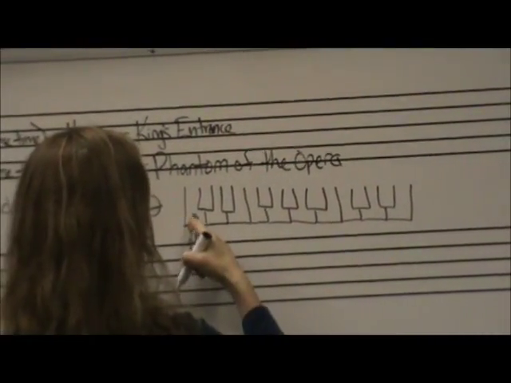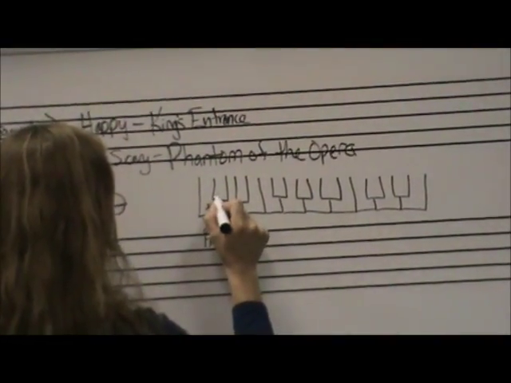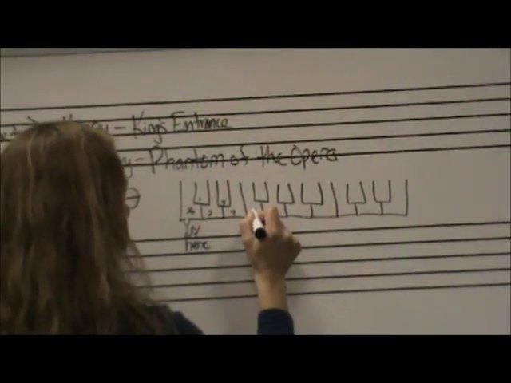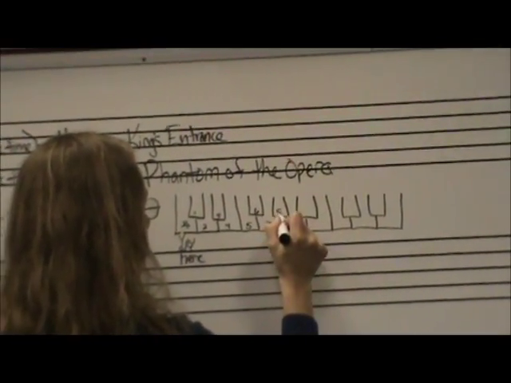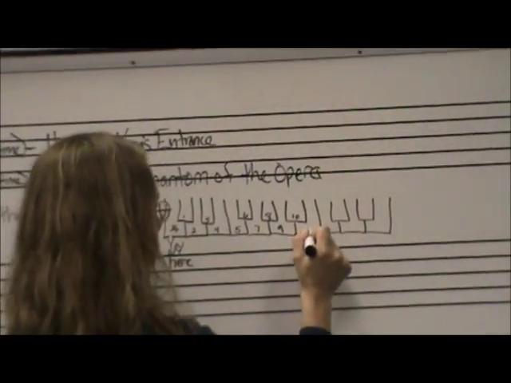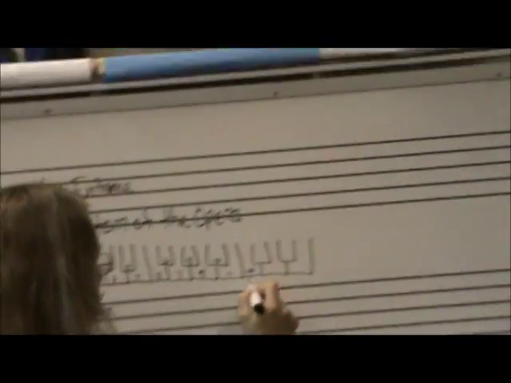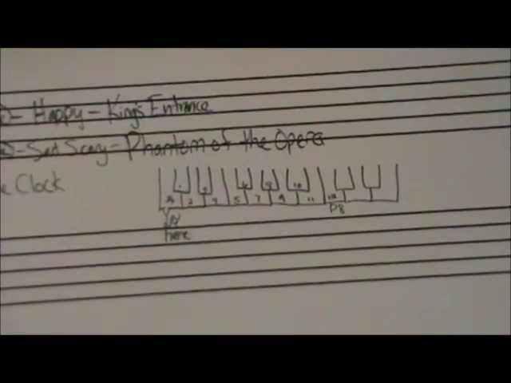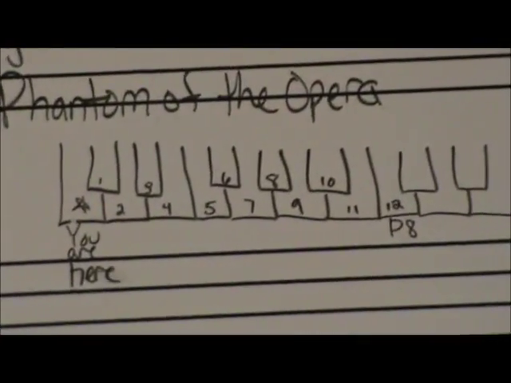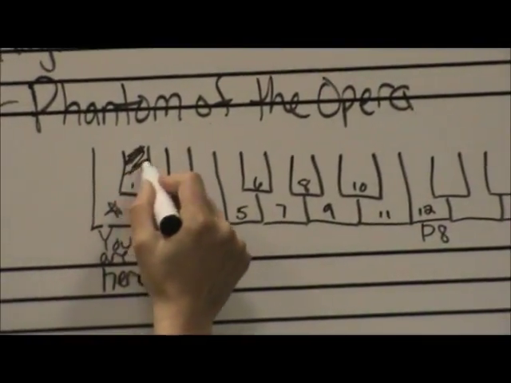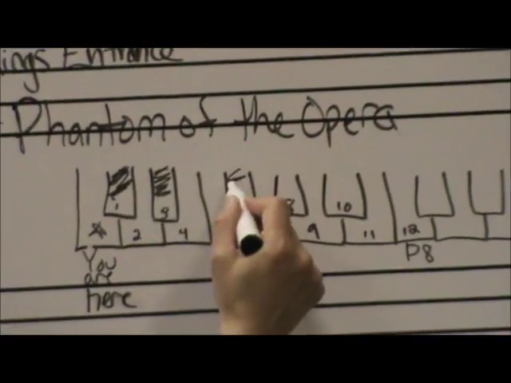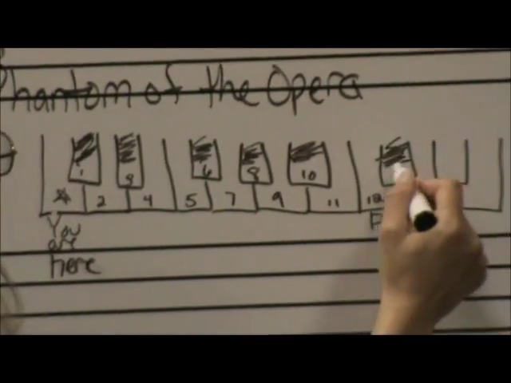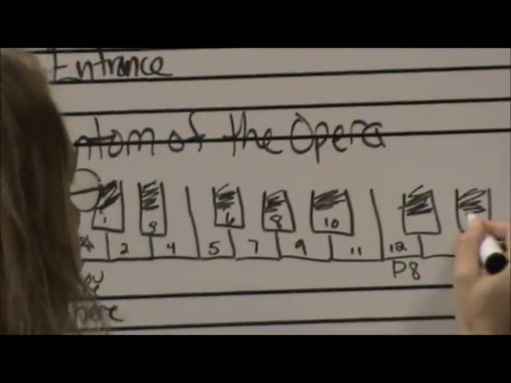Okay, so if you start here and you count 12 half steps, this would be 1, 2, 3, 4, 5, 6, 7, 8, 9, 10, 11, 12. So this would be where a perfect octave is. So we're going to label that P8 for perfect octave. Maybe we want to even color these in so that they look more like a piano. Okay, so now that you've got your keyboard, we're going to keep on using it the rest of the time.